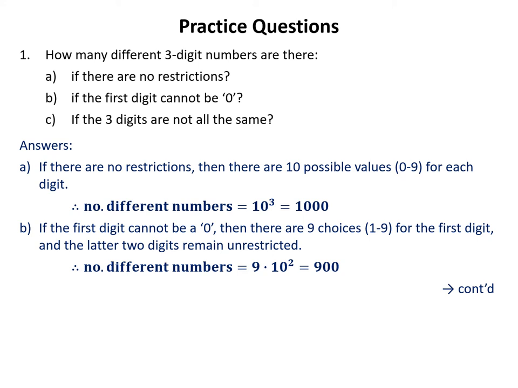For part B, the only modification we need to make is to the first digit. Since the first digit cannot be 0, then instead of 10 choices, we have 9 choices for that first digit, while the latter 2 digits remain unrestricted with the full 10 choices. So therefore, the number of different numbers is equal to 9 times 10 times 10, or 9 times 10 squared, which equals 900.